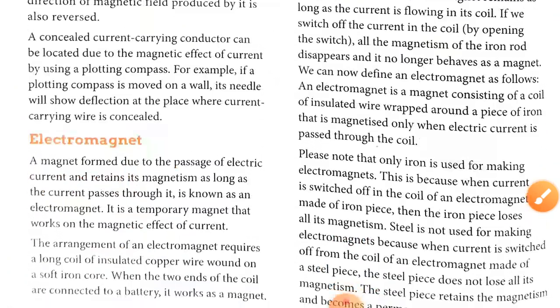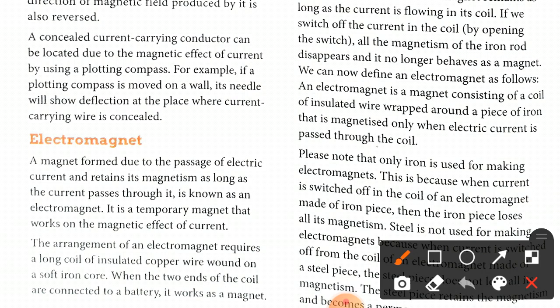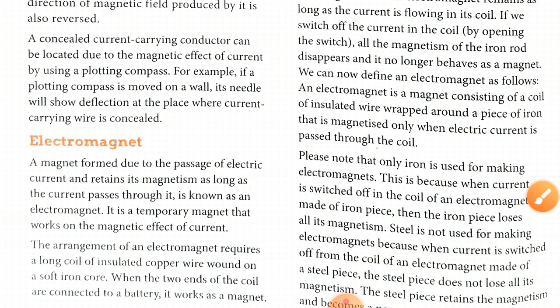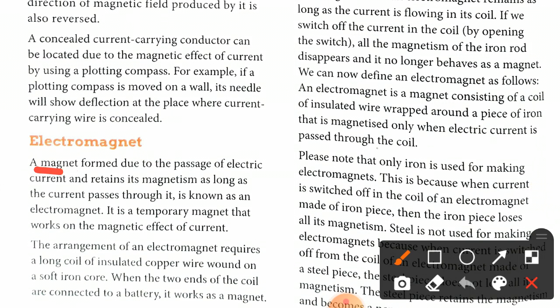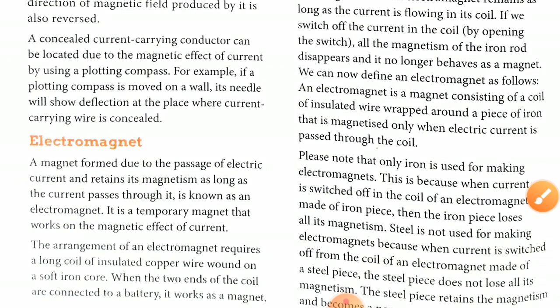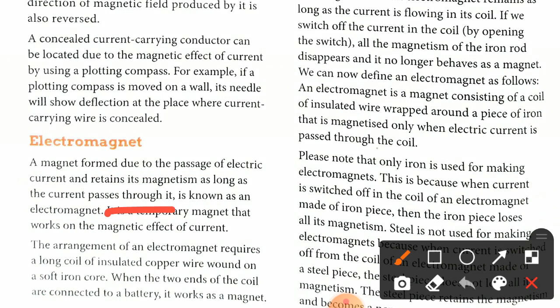So now we will move to electromagnet. What is an electromagnet? A magnet formed due to the passage of electric current. Clear? A magnet which is formed due to the passage of electric current and retains its magnetism as long as the current passes through it is known as an electromagnet. Fine. It is a temporary magnet that works on the magnetic effect of current. You have to remember on which principle the electromagnet works. So it works on the magnetic effect of current.